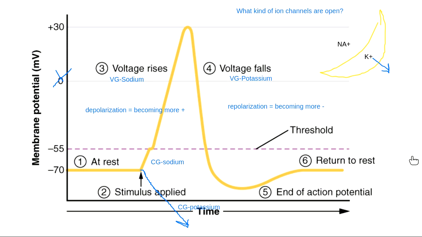Chemically gated channels make it more positive. Chemically gated sodium channels, yes, they make the membrane charge more positive. When I get to this charge, negative 55, when I've moved that much, at that point my voltage-gated channels open up. Because we're at a different charge compared to normal, those voltage-gated sodium channels open up.